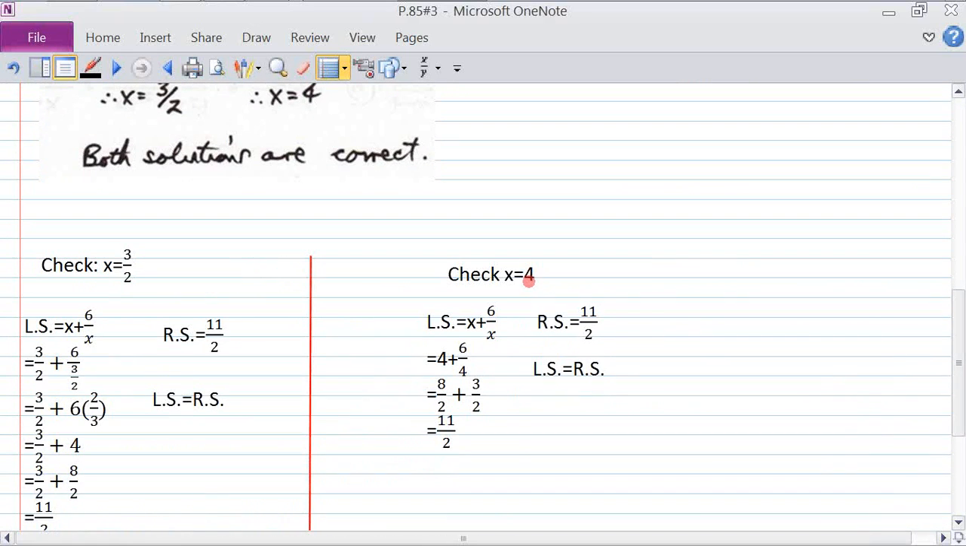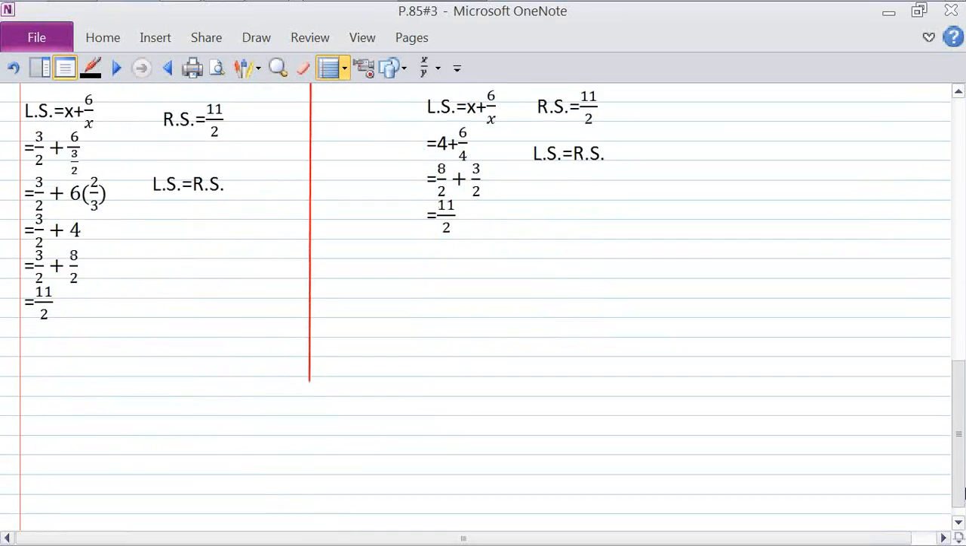Now if I check x equals 4, the left side is 4 plus 6 over 4. This is 8 over 2 plus 3 over 2. This reduces to 3 over 2, so it's 11 over 2. And we know the right side is 11 over 2. So both of these solutions are valid.